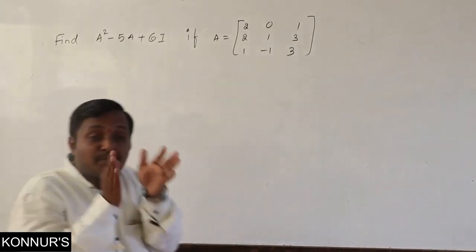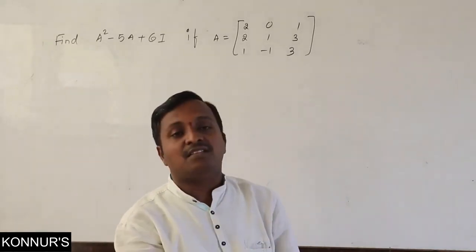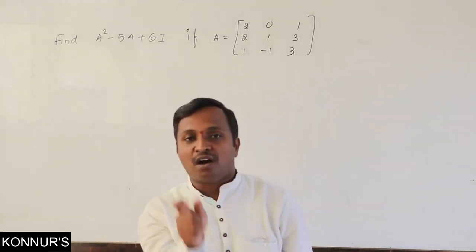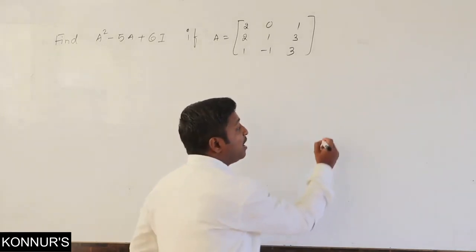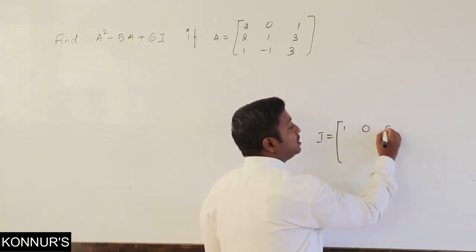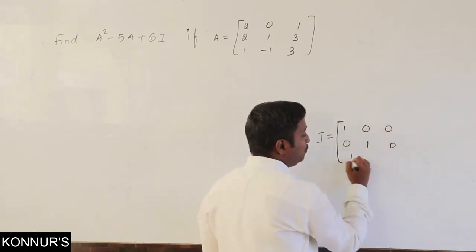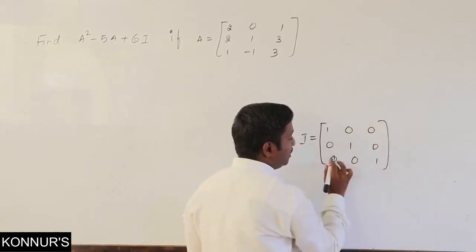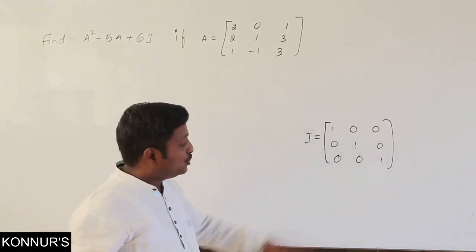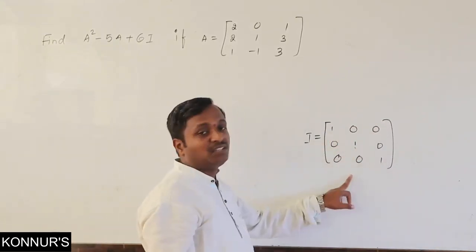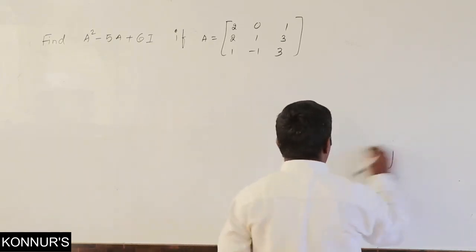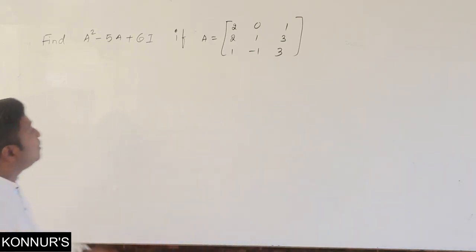What is I? Just remember, in the second class I explained the types of matrices, and in that I mentioned what is I. I is nothing but the identity matrix, having diagonal elements equal to 1 and all remaining elements equal to 0. It is a square matrix in which diagonal elements must be 1. It can be order 3, order 2, order 4. What is the order of the given matrix A? Order 3. We have to consider I as order 3.